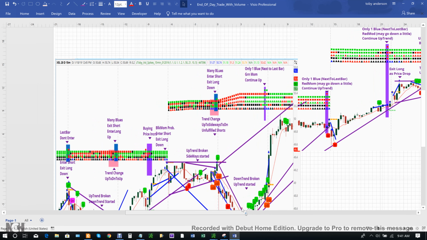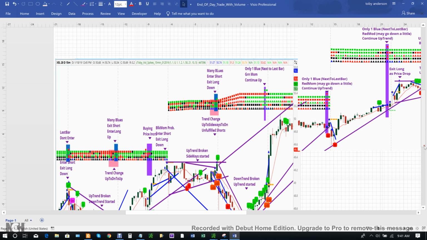What I'm saying is, when you're doing end of day trading and swing trading, you really need to see the bigger picture. So that's why I had to go to 15-minute candles.